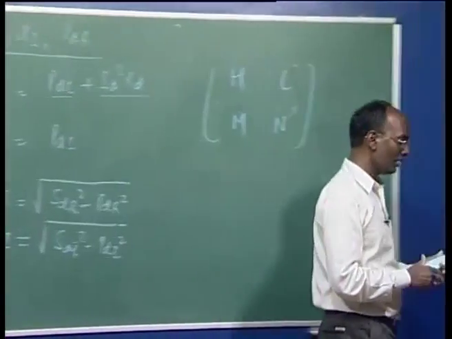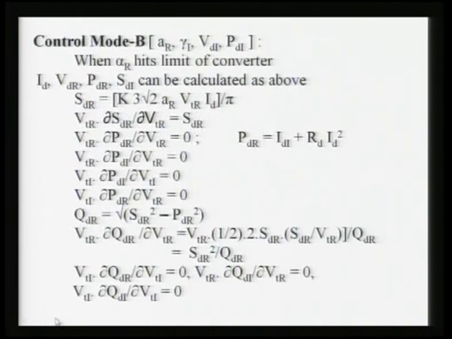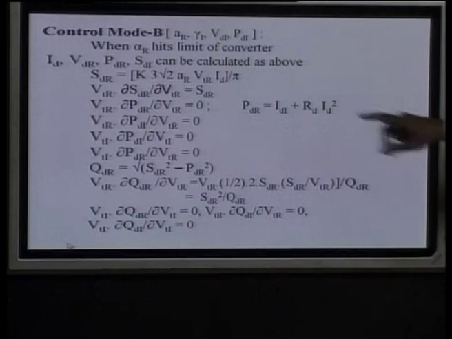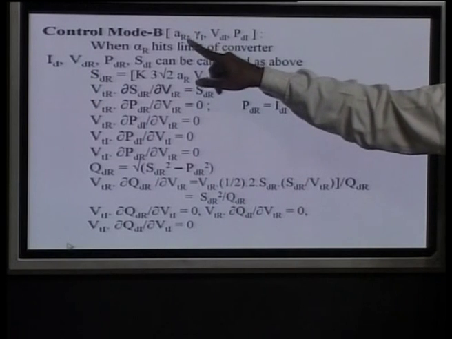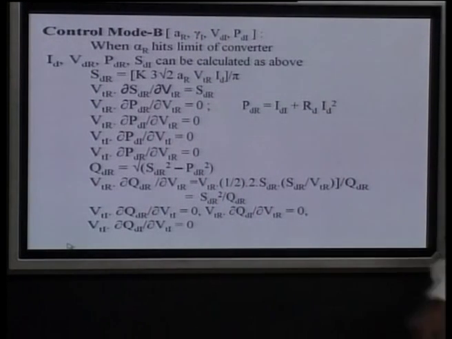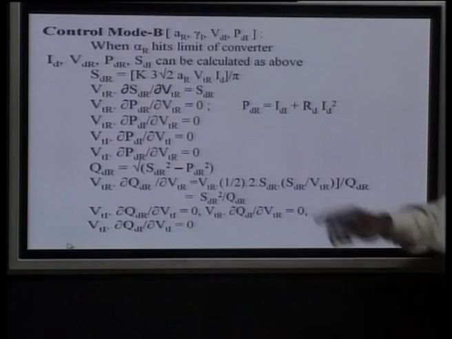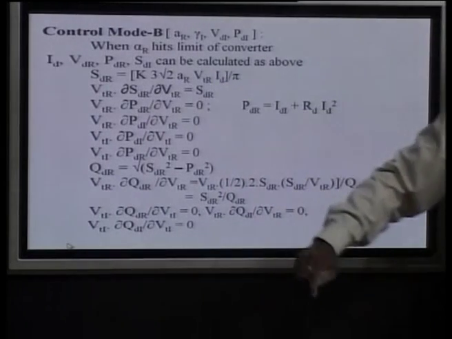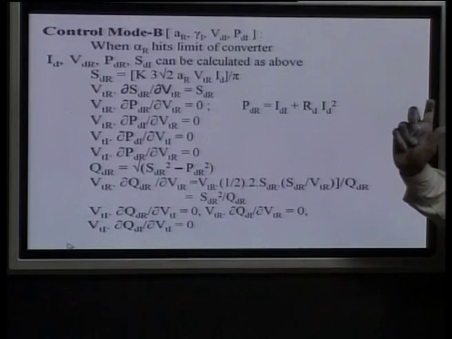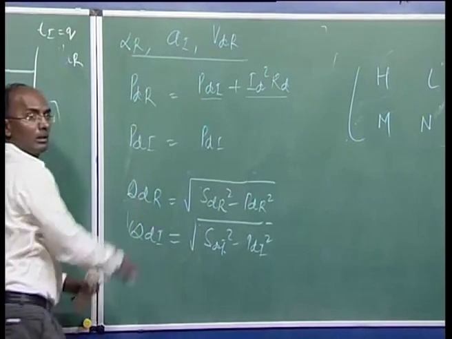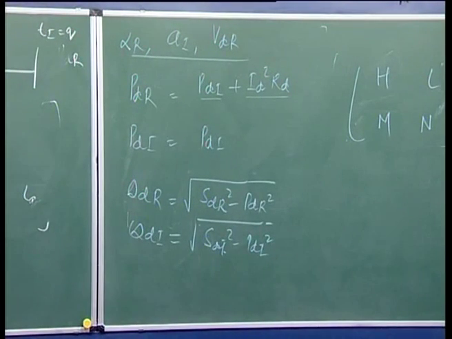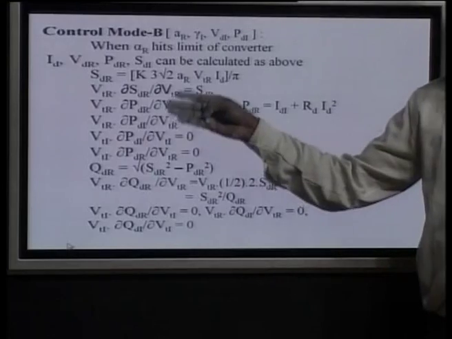So, for your control mode B, you will find that AR is fixed now, because AR is hitting the limit. AR is now fixed to its limiting value, gamma I, VDI and PDI are there, now they are specified. And now we have to calculate the remaining variables. What are the remaining variables that we need now? Here it is going to be simply alpha R. So we have to eliminate alpha R, AI and VDR from those equations. It is again a similar procedure, similarly we have to follow.